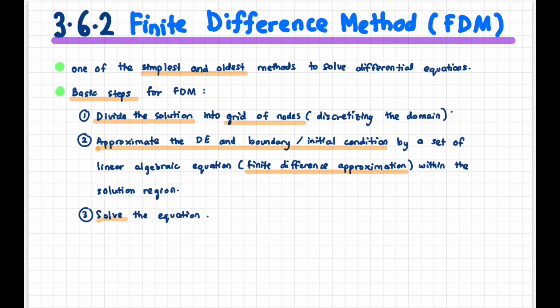The second part of this chapter is the finite difference method, or FDM. This method is one of the simplest and oldest methods to solve the differential equation approximately. The basic steps for FDM: first, divide the solution into a grid of nodes, or discretize the domain, and then approximate the differential equation and boundary and initial conditions by a set of linear algebraic equations, or finite difference approximation, within the solution region, and then solve the equation.